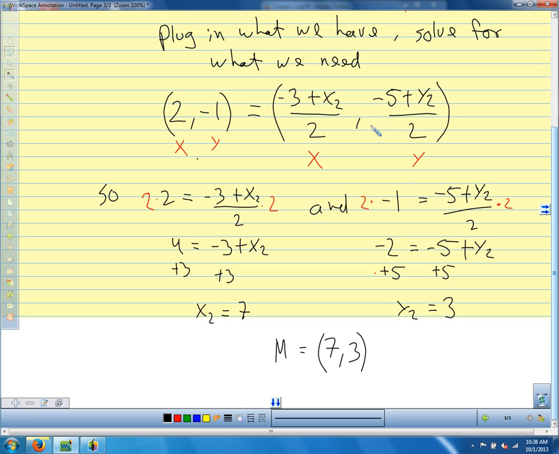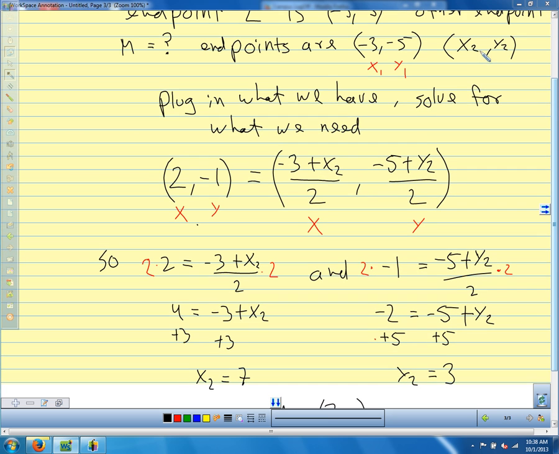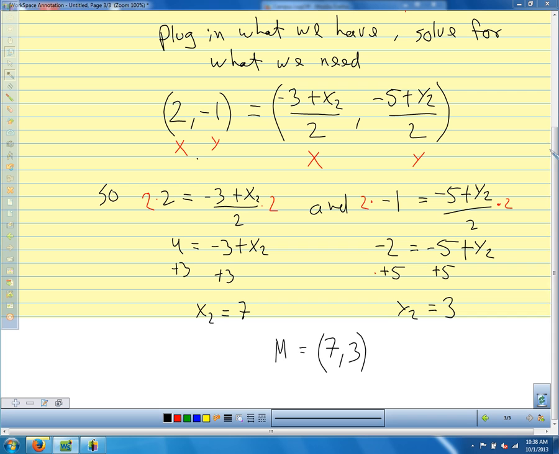So I just plugged in what I had into my midpoint formula and solved for the part that we didn't have. I called the second endpoint x2, y2, just like we've been doing in the other examples. We just didn't have a number for it yet. We had to find the numbers. So now we know how to find the midpoint, and if we have a midpoint and one end, we can find the other end. All right, any questions before we go on?